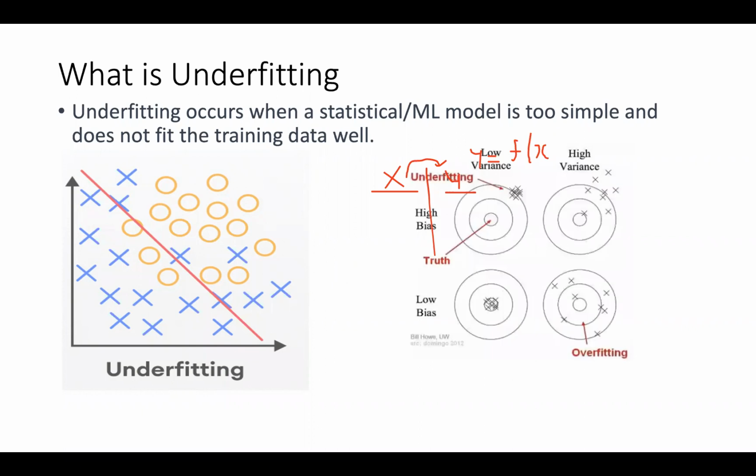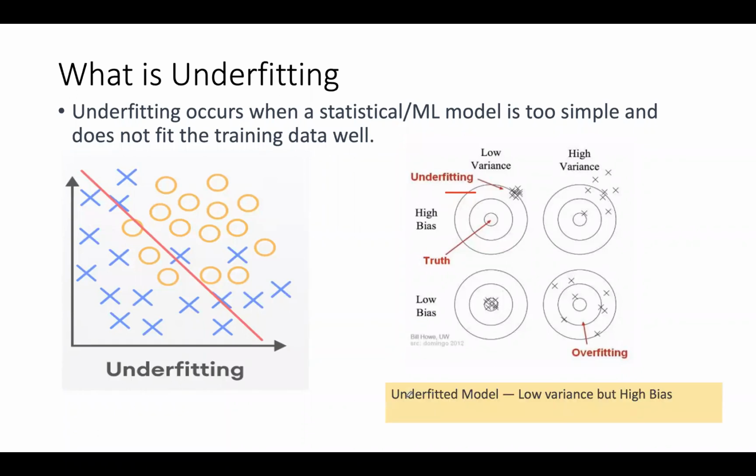As you can see here, with underfitting, we're saying that it has high bias and low variance. So in summary, we can see underfitted models have low variance and high bias.